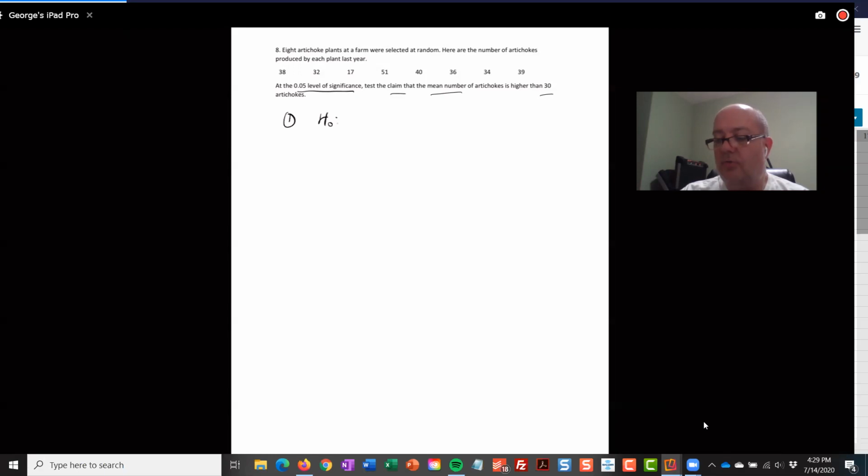The null hypothesis, what value are we comparing the mean to? 30. So mu equals 30. For H1, what sign belongs between mu and 30? We're trying to show that the mean is higher than 30, greater than 30. The level of significance, 0.05. And as I mentioned, this looks like a one mean test.